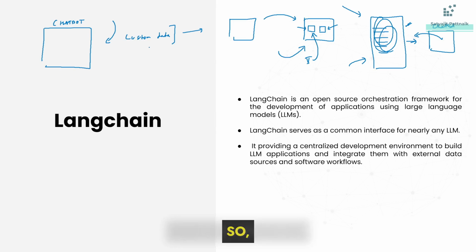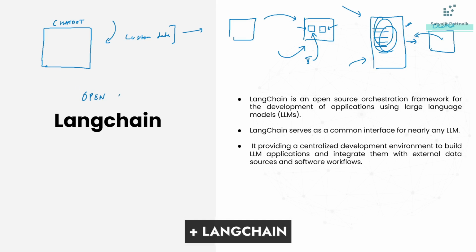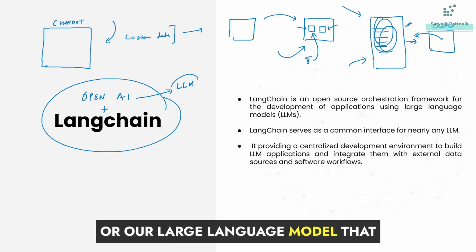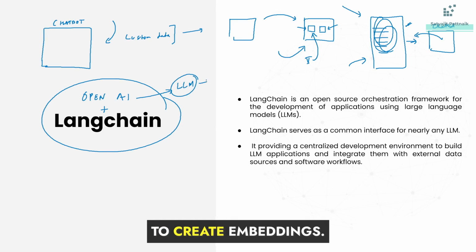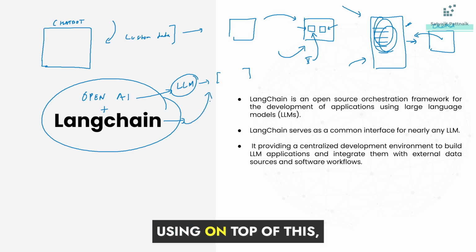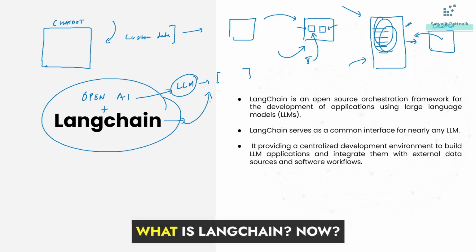Okay, so for this particular project, we are using OpenAI plus LangChain. Now OpenAI is our pre-trained model, or our large language model, that we are going to leverage to create embeddings, and LangChain is used on top of this, because LangChain helps you to create a custom data chatbot. What is LangChain?